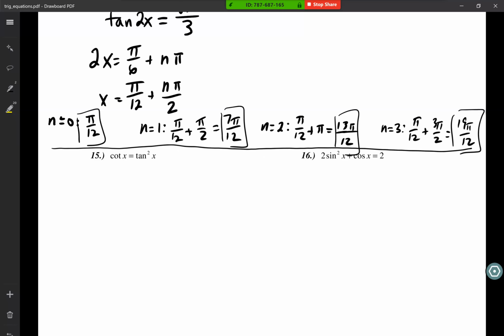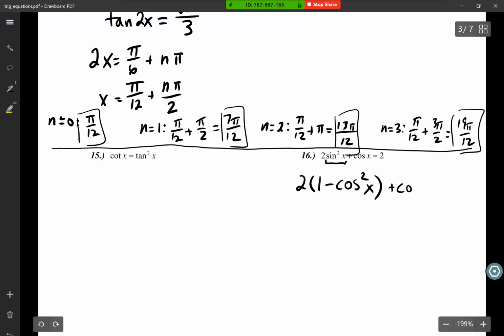We did a couple of the factoring ones last time. But in order to be able to factor this one, I need to get everything in terms of the same trig function. Trying to factor something with a sine and something with a cosine in it isn't going to be very useful for us. But I do know something that I can plug in for sine squared that's in terms of cosine. So we can plug in 1 minus cosine squared x for sine squared, and get 2 times 1 minus cosine squared x, and then plus cosine x equals 2.